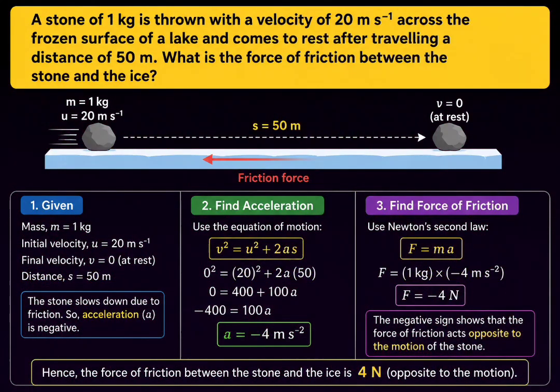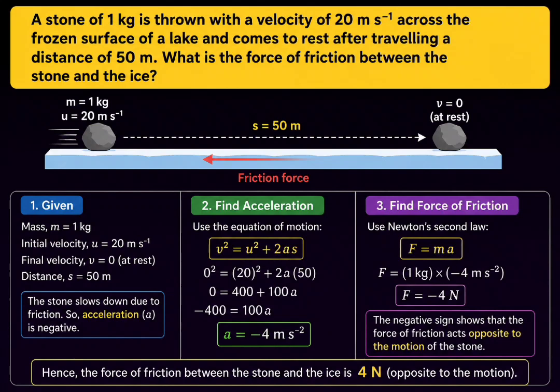Now students, let's solve one numerical based on Newton's second law of motion. A stone of mass 1 kg is thrown on a frozen lake with an initial velocity of 20 meters per second. After traveling 50 meters, it comes to rest. We have to find the force of friction acting between the stone and the ice.